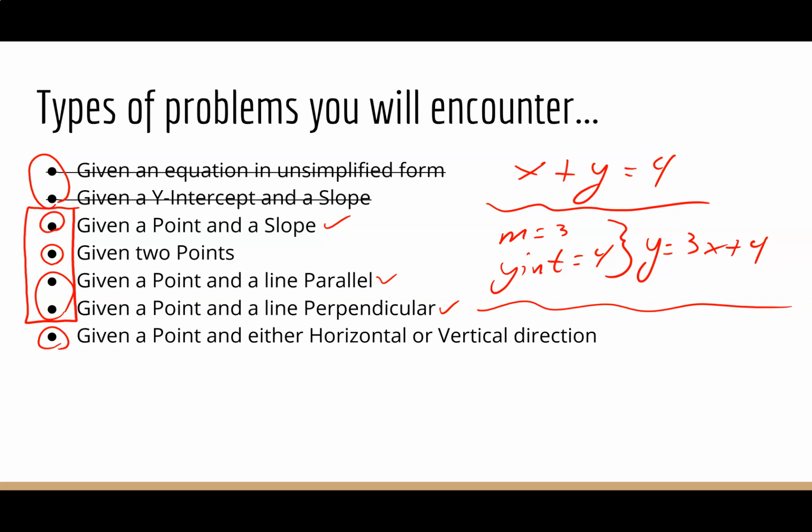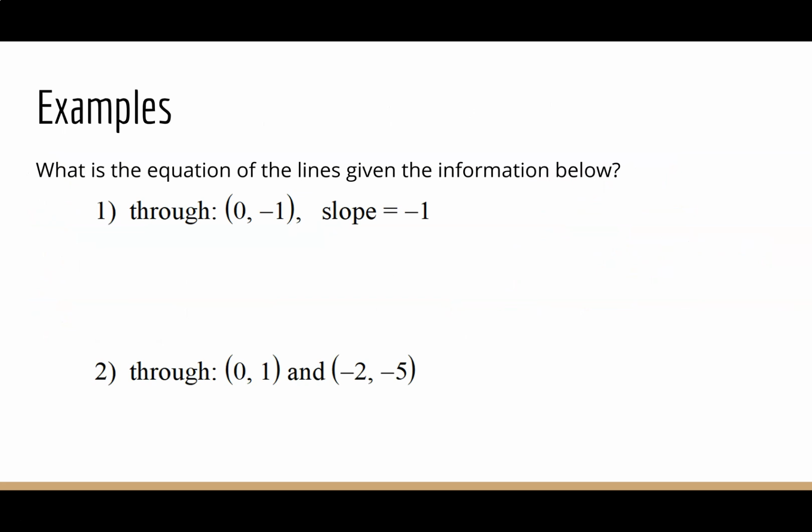All right, let's do some problems. Starting out with a point and a slope, and then 2 points. What is the equation of the lines given the information below? So through the point (0, -1), and the slope is -1. So I have a slope, I have a point. I can jump straight to point slope form.